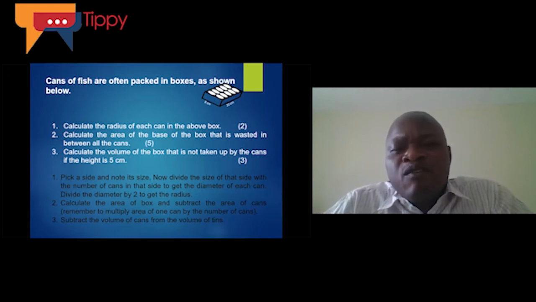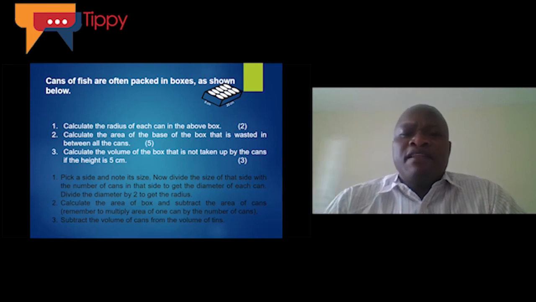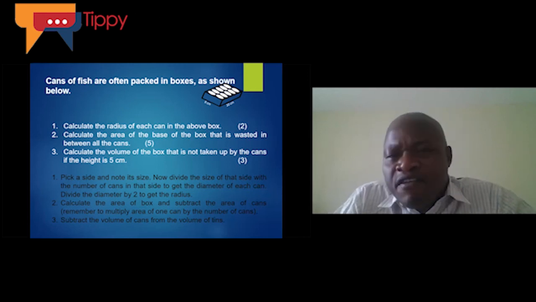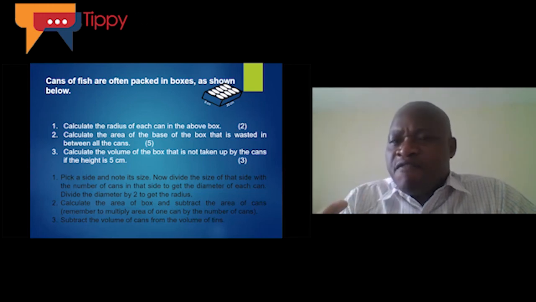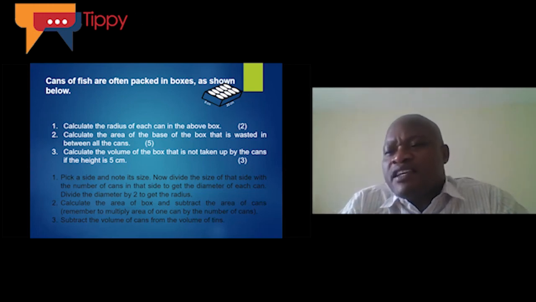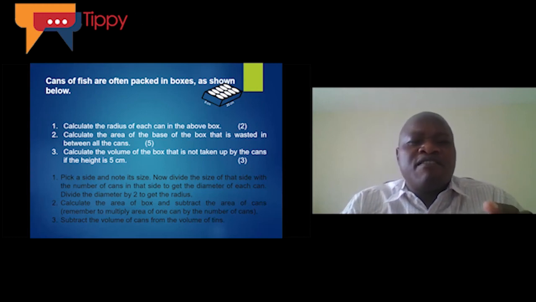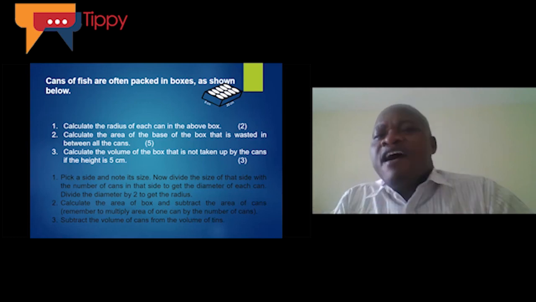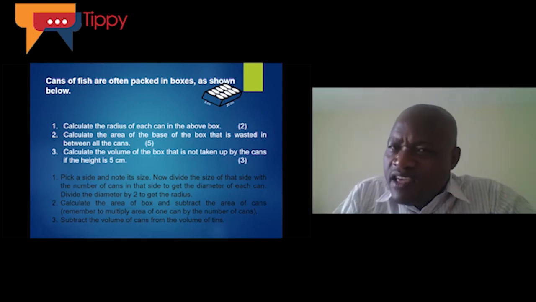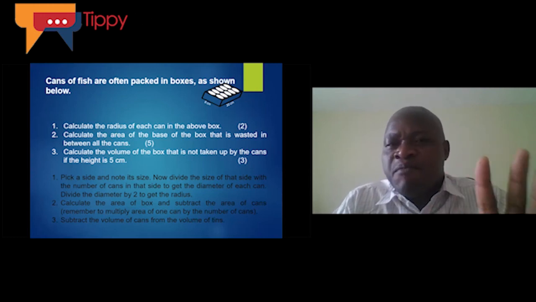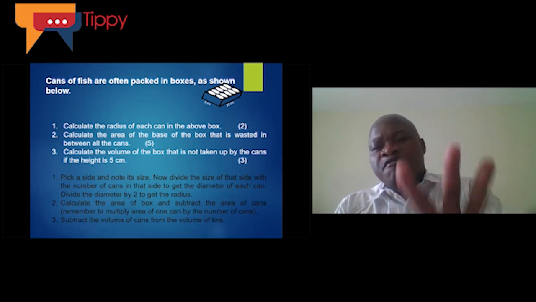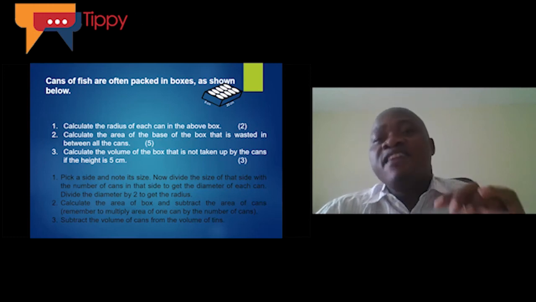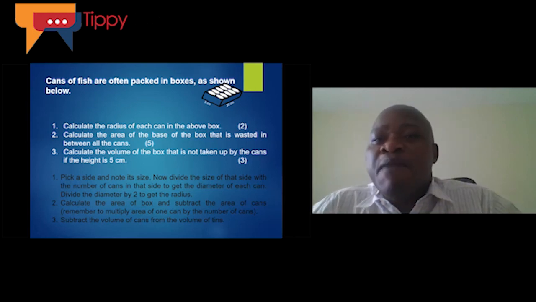All right. Say we picked the other side. If we picked the other side that is 20 centimeters long, we'll be having 5 cans along the 20 centimeter line, and therefore we must divide 20 centimeters by 5.